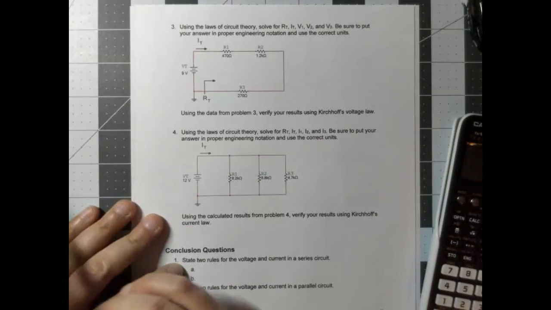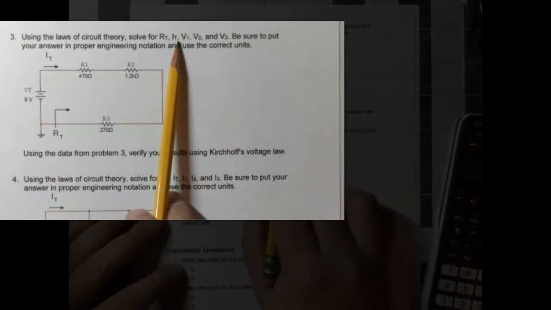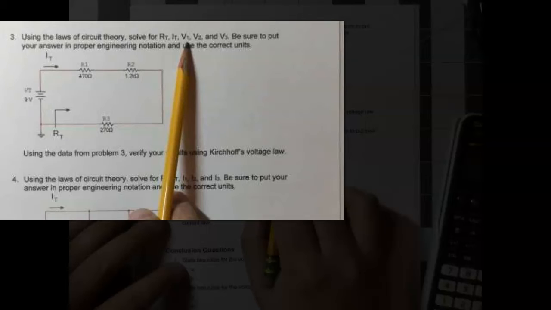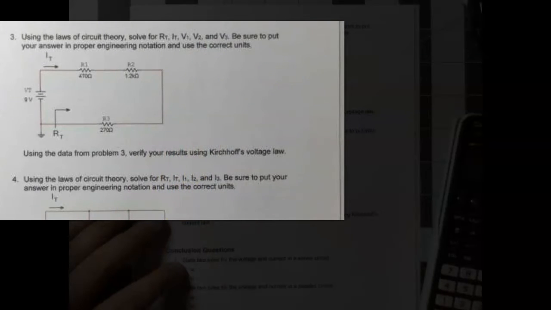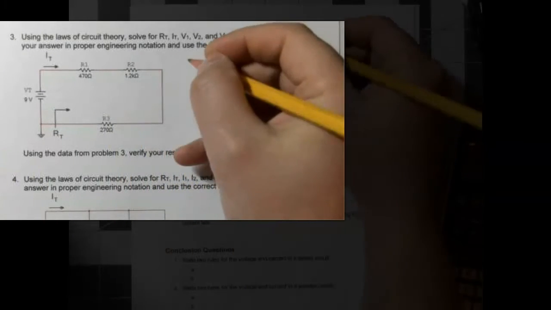Alright, let's look at question 3. It says, using laws of circuit theory, solve for RT, IT, so the current total, and the voltage across 1, 2, and 3, and be sure to input your answers into engineering notation. So let's do RT first.